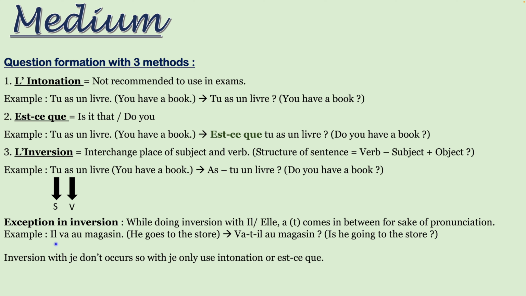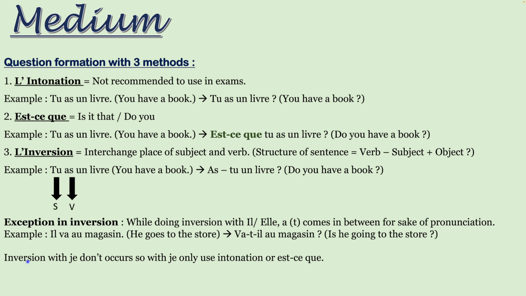It would really sound weird, and that's the reason the natives of France, for the sake of pronunciation, put a "t" in between. So it becomes "Va-t-il au magasin?" So it's easy to pronounce and easy to understand. It means "Is he going to the store?" So "Il va au magasin" can't be "Va il au magasin", so it becomes "Va-t-il au magasin?" You simply have to insert a "t" in between whenever you see two vowels coming one after the other, right? In inversion you have to put a "t" in between, and it's only with "il" and "elle".